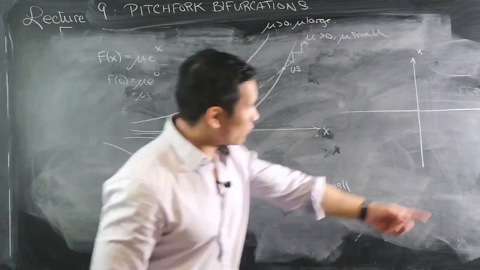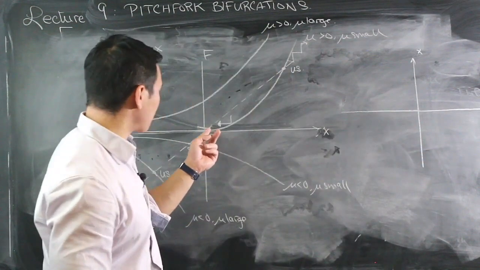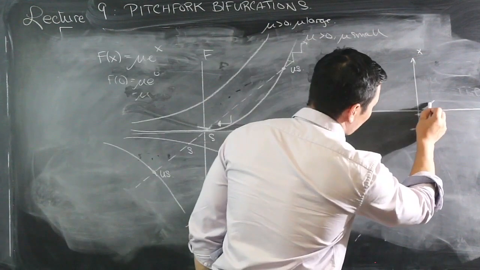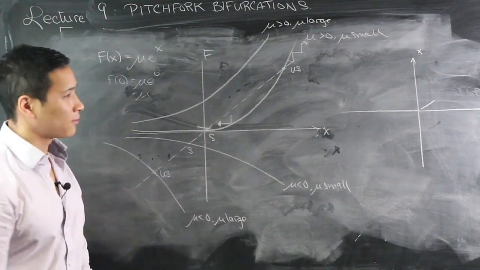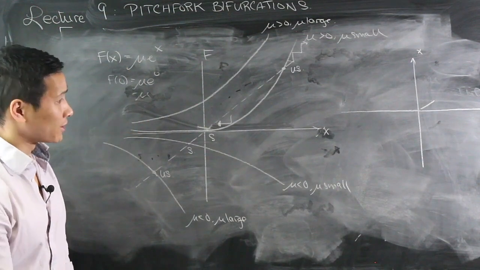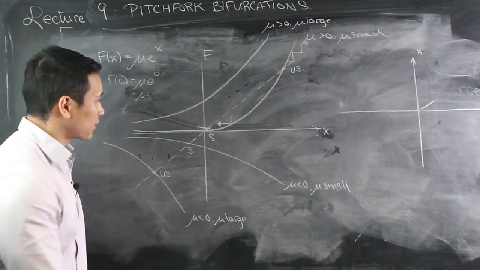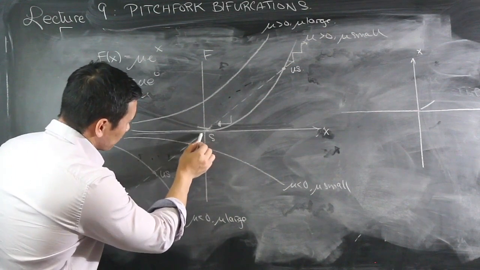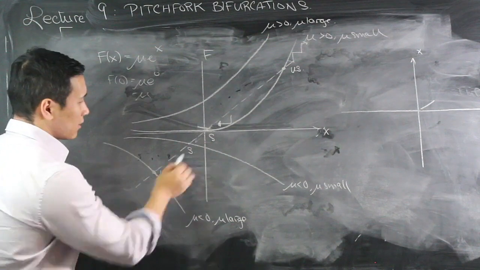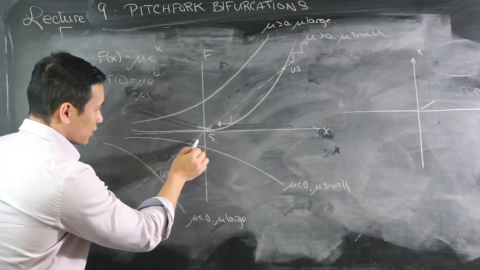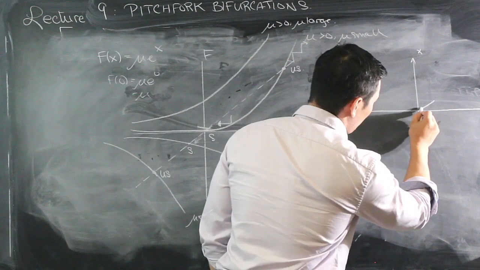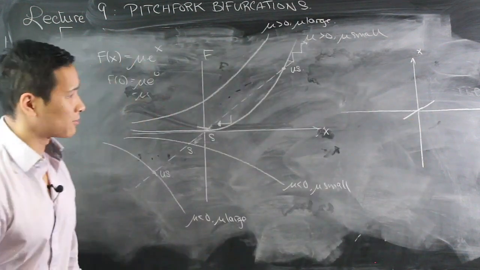You know that when mu goes to 0, this fixed point here tends towards the origin. So you know that it has to come in like this. You know that it's stable, so it's got to be solid. You also know that when mu is less than 0, it's moving this way, in the direction of this arrow here. So it's got to be stable both sides of the origin. So it's got to do something like that.